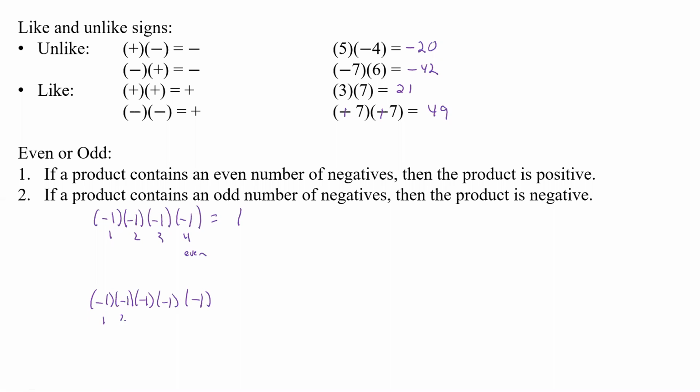now we have 1, 2, 3, 4, 5. Well, 5 is odd, and so because it's an odd number, we know the product is going to be negative, and again, 1 times 1 times 1 times 1 times 1 is all just 1. And so that's kind of how we can look at a simple case where an even number of negatives becomes positive, and an odd number of negatives is negative.